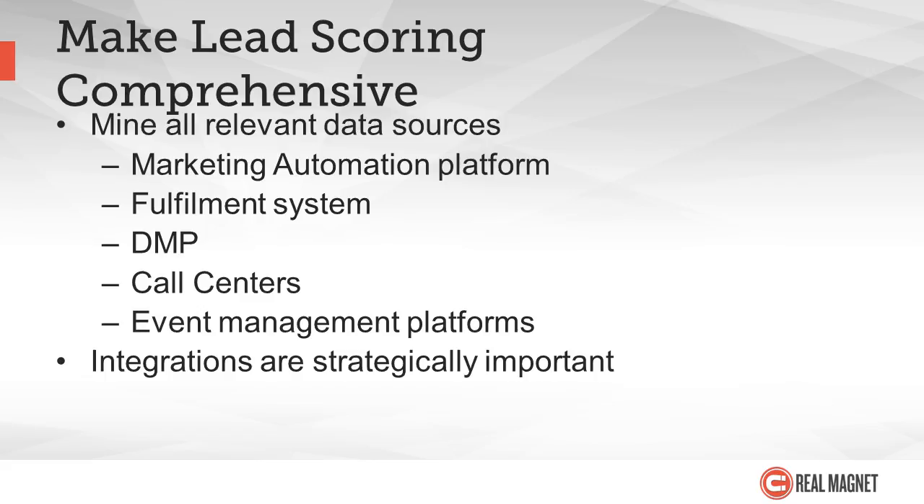So these are just a couple of the places where publishers are going to look, and I know there are other systems that you all have, but this is just an example. So obviously we just showed you some of the interactions that exist in the marketing automation platform, interactions that you have in your fulfillment system or your DMP system, call centers, even your event management platforms. There's a lot of actionable data in there that you're going to want included in that lead score, so it's important to identify it, marshal it, and then get it all in one place so it can be scored.